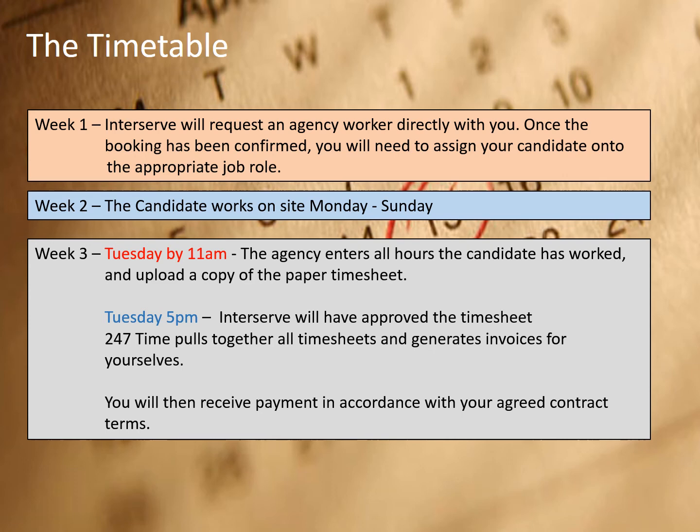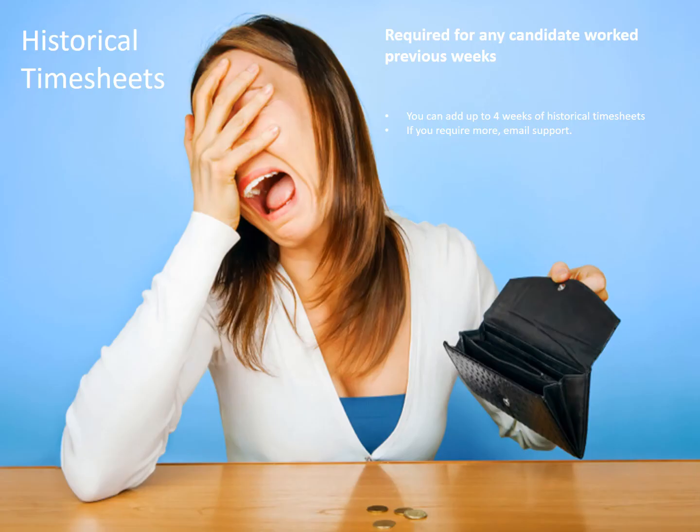It's after that that the approvers will go in and approve those timesheets. So that's where it's useful for you as an agency to go in and have a look at unapproved and just double check that everything's all okay. And Interserve will approve those timesheets, and then as a result of that, at 5 p.m. consolidation takes place and then payments are made.